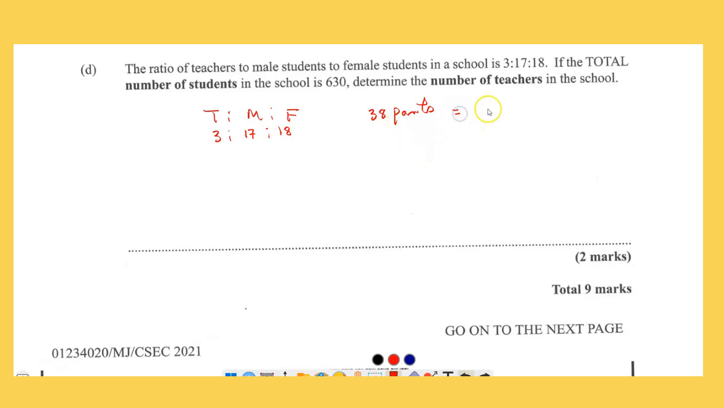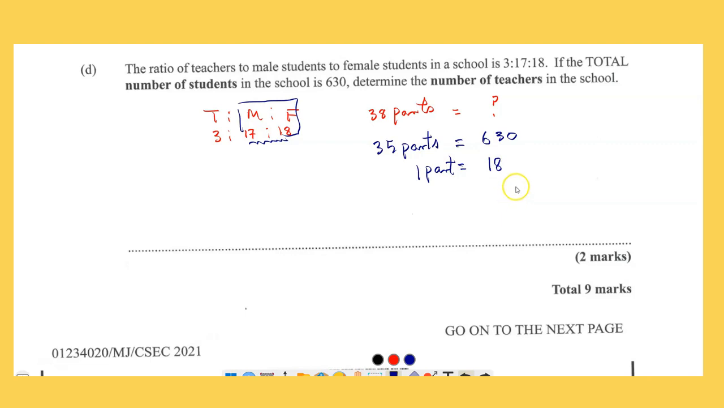We don't know the total number of people in the school, but we were given that the total number of students in the school is 630. So the total number of students would be male and female. We need to add these two together, and that gives us 35 parts. So 35 parts is the total number of students, and it's 630 students. So we can find one part: 35 into 630, that's 18.